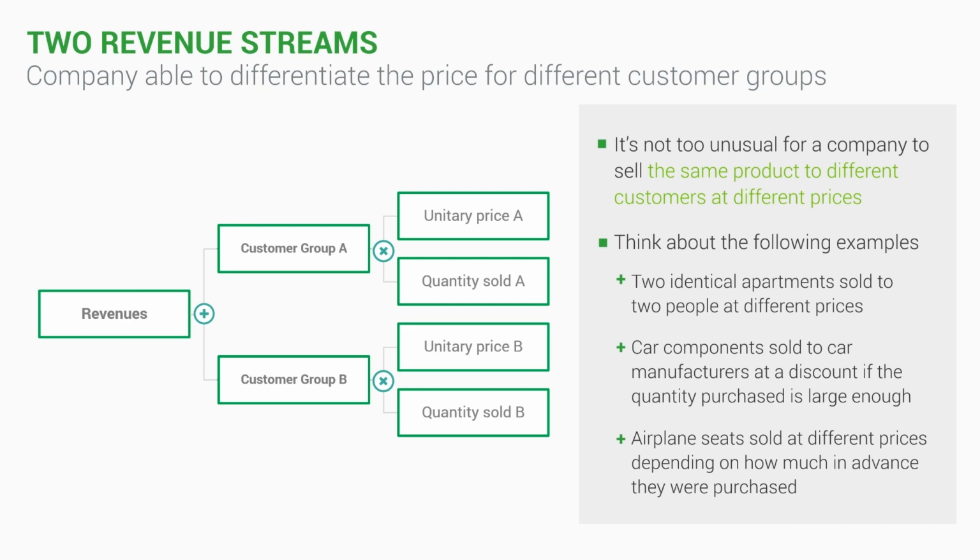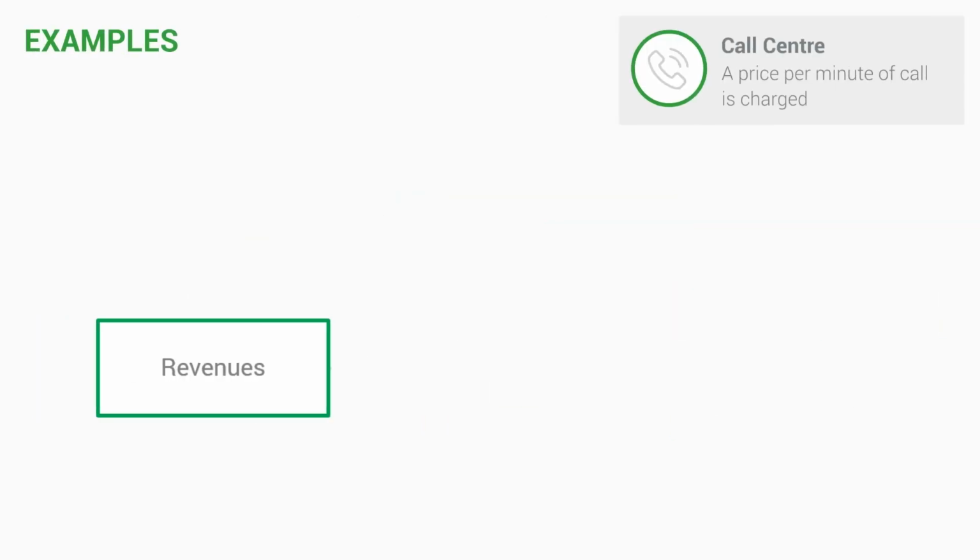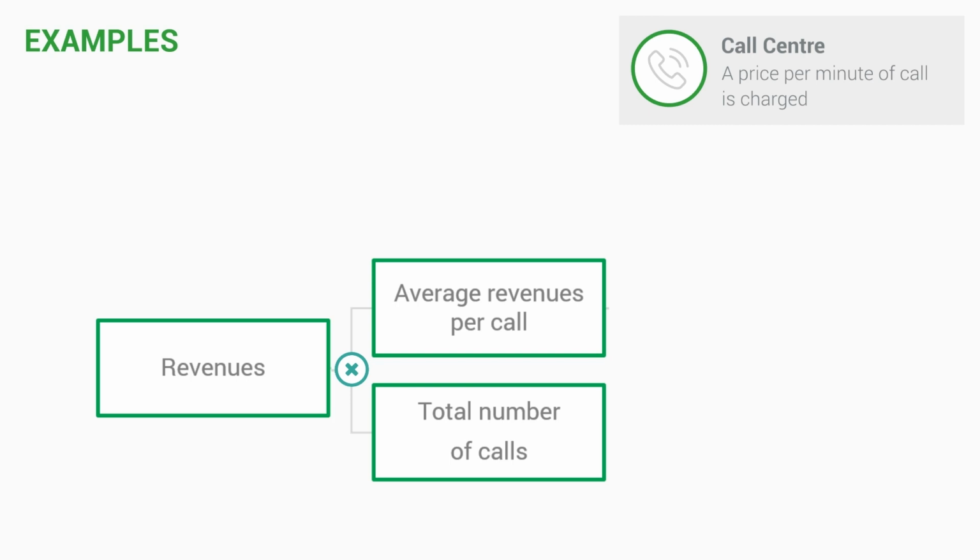An interesting example of a revenue structure is that of a call center. A call center charges a price per minute for calls. Here we still work with the price times unit structure, but we will break down the price component one level deeper. Let's look at the price first.